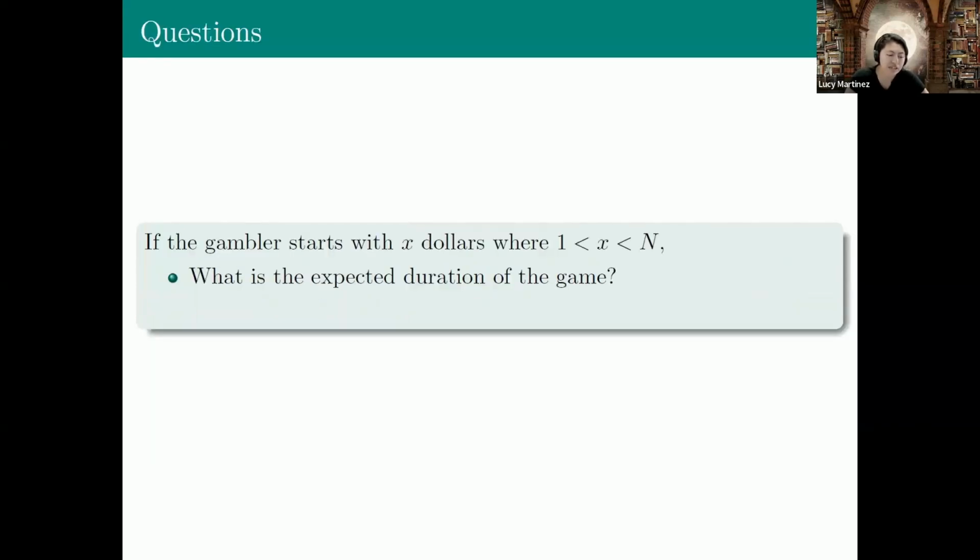So some questions that were studied and answered then were the following. What is the expected duration of the game? In other words, if the gambler starts with X dollars, what is the expected number of steps of finishing the game, whether it ends with $0 or N dollars? And what is the probability of winning N dollars? And we'll go over each of those and the formulas that exist.